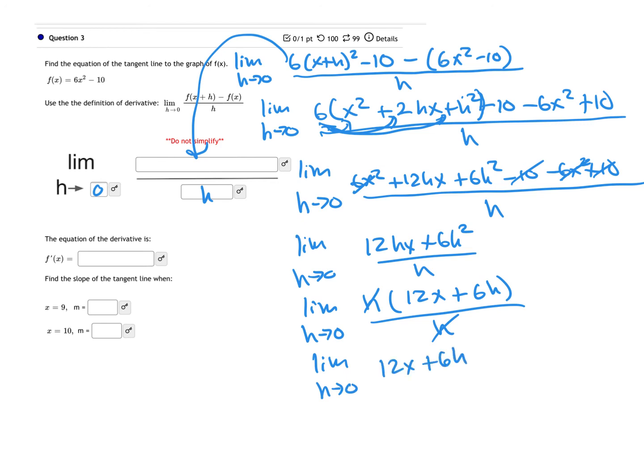Now, I put a 0 in for h, so that's just 0, so my answer is just going to be 12x. So now if I put a 9 in place of x, that would just be 12 times 9, and I have 12 times 10. 12 times 9 is 108, 12 times 10 is 120.